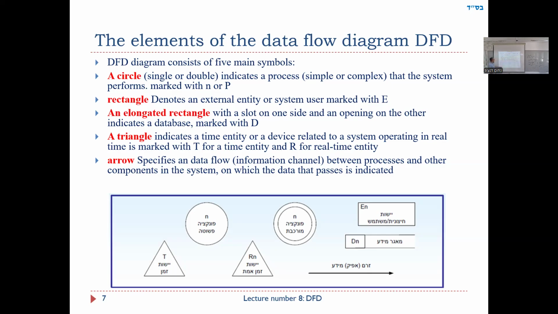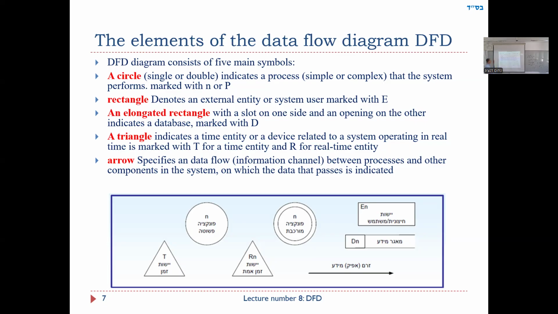And then you have the triangles. A triangle with a T is a time entity, which means that at a certain time, it's like a timer. At 12 o'clock at night, we do a certain process to indicate that a process is done according to a timing event. And if it's the same triangle but with an R in it, it's a real time entity.